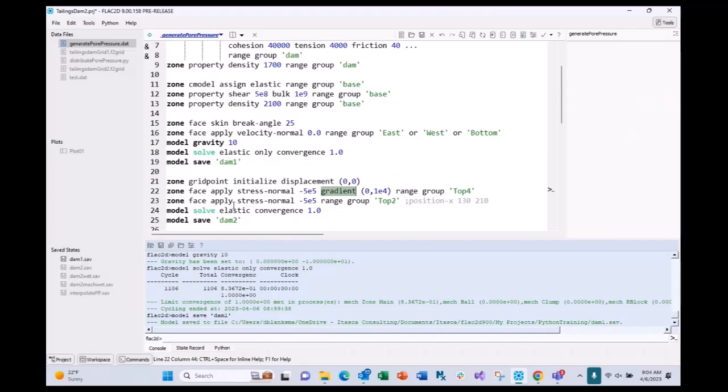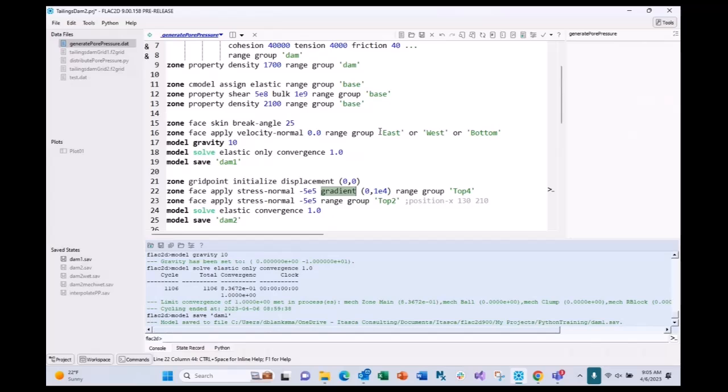Obviously on line 23, we're just applying 500,000 units, we'll say pascals, water pressure straight down on that base. The pump should start with that. That's because this distance here is 50 meters.